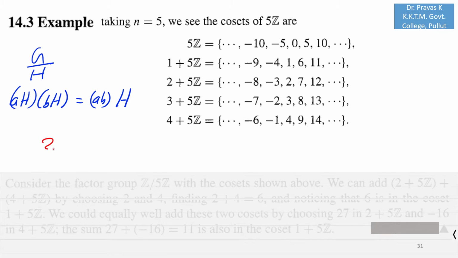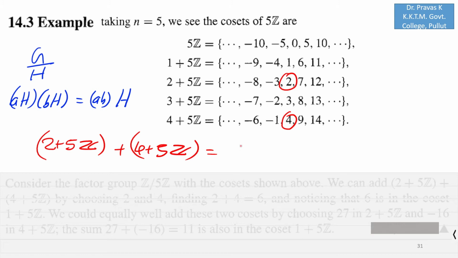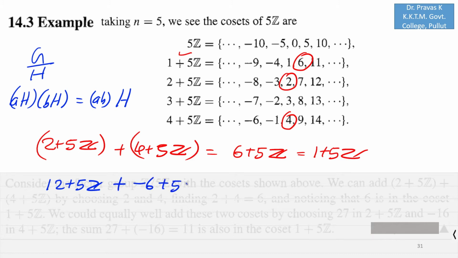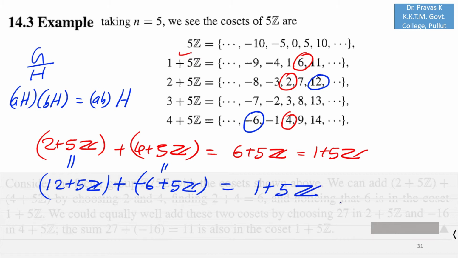So to take the sum of two cosets 2 plus 5Z and 4 plus 5Z, we choose representatives, that is 2 from the first coset and 4 from the second coset. Since its sum is 6, you can find that the answer is the coset containing the element 6, that is 1 plus 5Z. Similarly, to add 12 plus 5Z and minus 6 plus 5Z, you choose the coset containing 12, which is the same as 2 plus 5Z, and minus 6, which is the same as 4 plus 5Z. So the answer should be the same as the previous one.